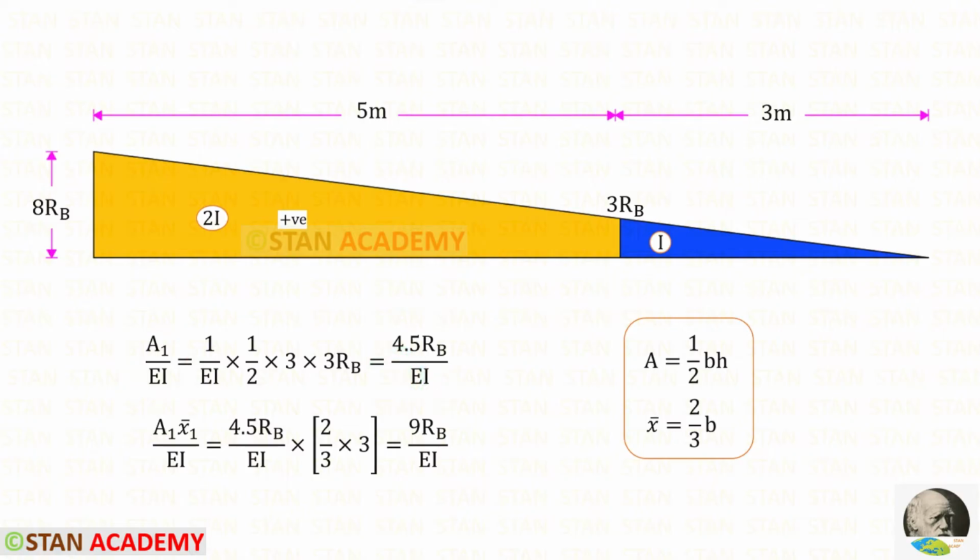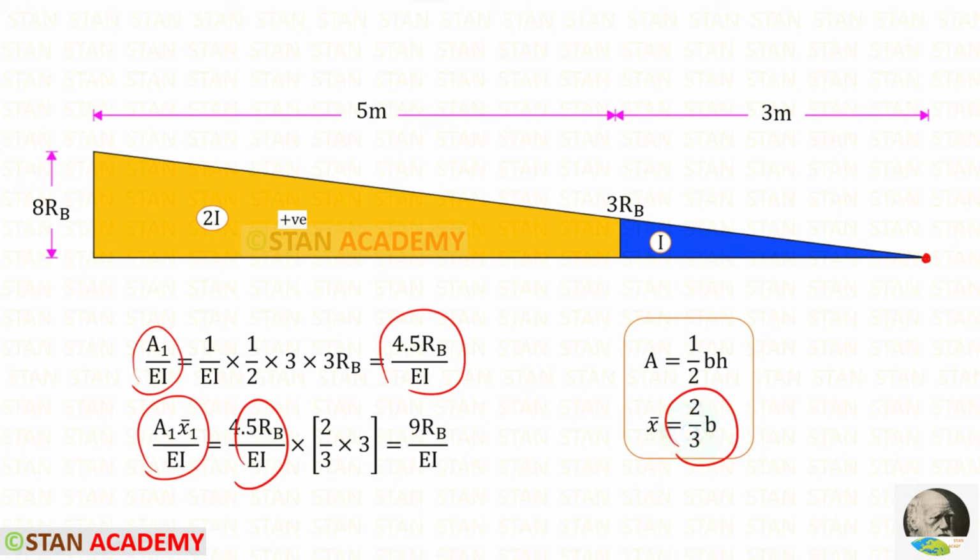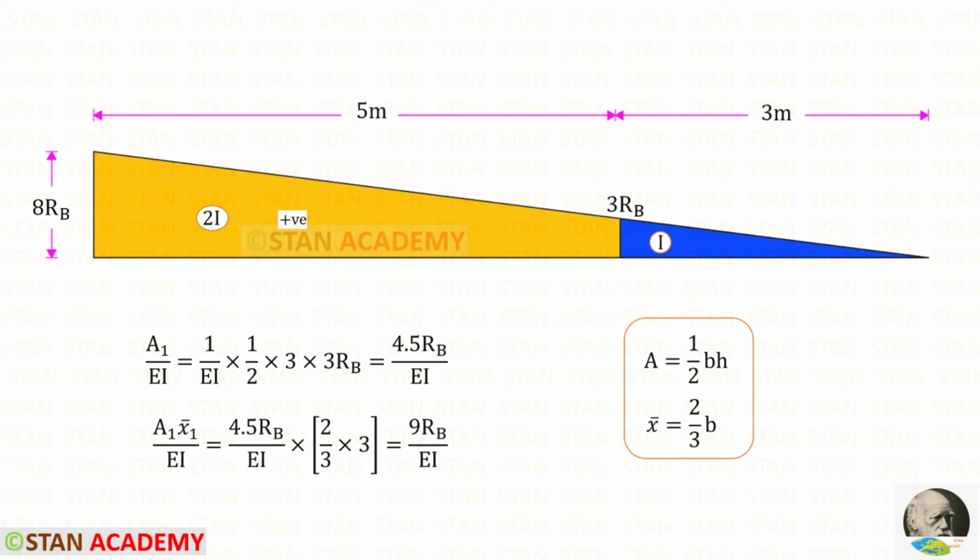Let us find area 1 x1 bar upon EI. We have already found area 1 upon EI. Let us apply that. For this triangle, the centroid distance about the right is 2 upon 3 into B. Here the breadth is 3, so 2 upon 3 into 3. For area 1 x1 bar upon EI, we will get 9 RB upon EI.